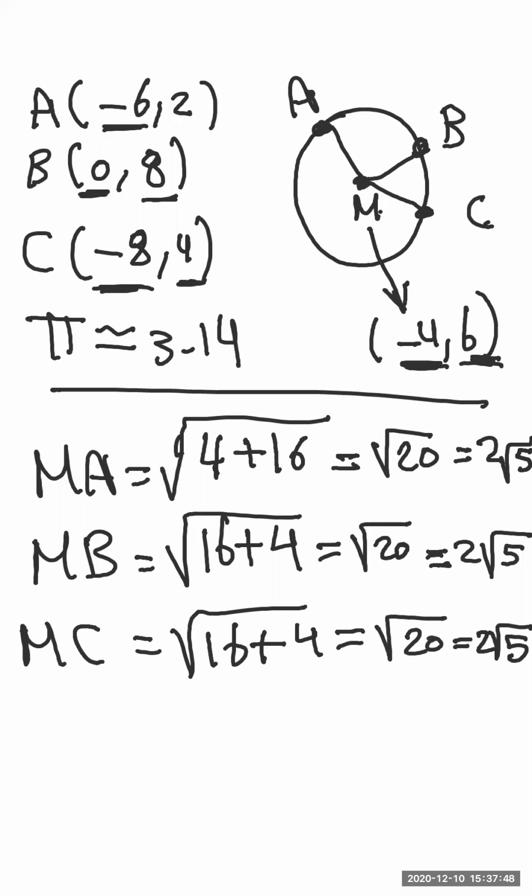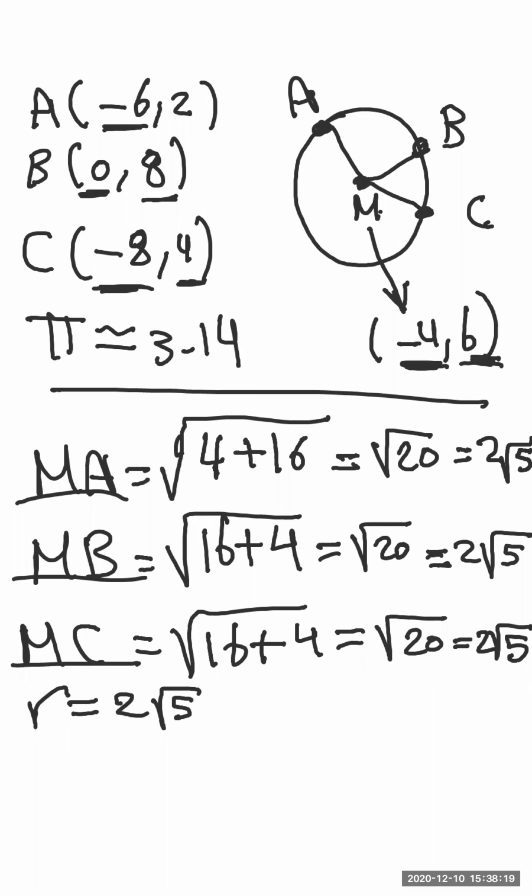Okay, so MA equals MB equals MC. Yes, so the points A, B, and C lie on the same circle whose center is M, and the radius now, guys, equals MC or MB or MA. So radius will equal what? 2 square root of 5, right? Okay, then find the area.